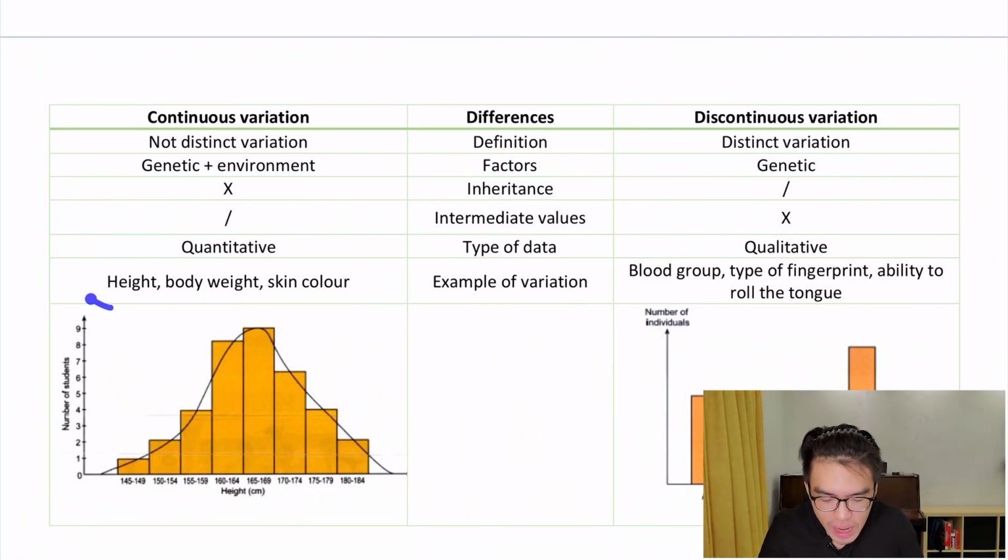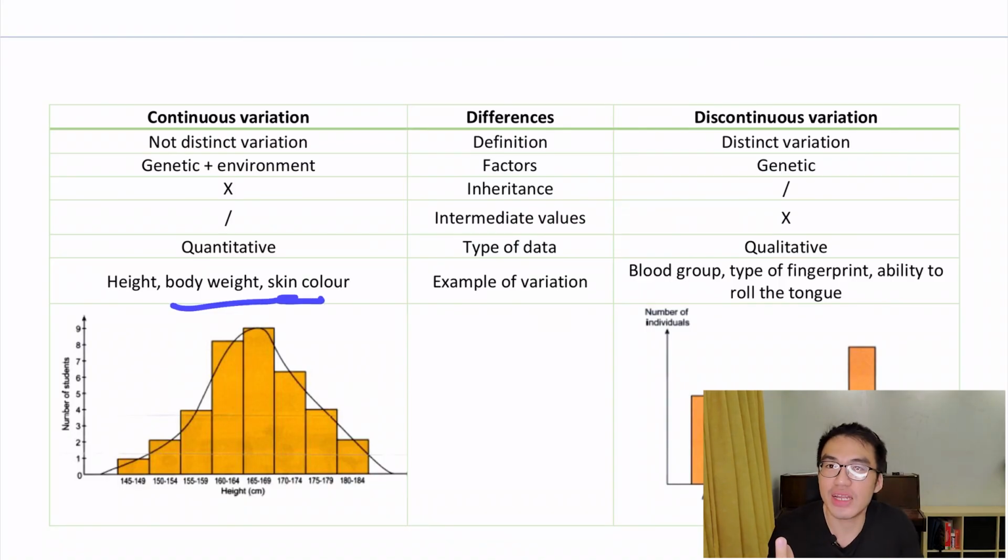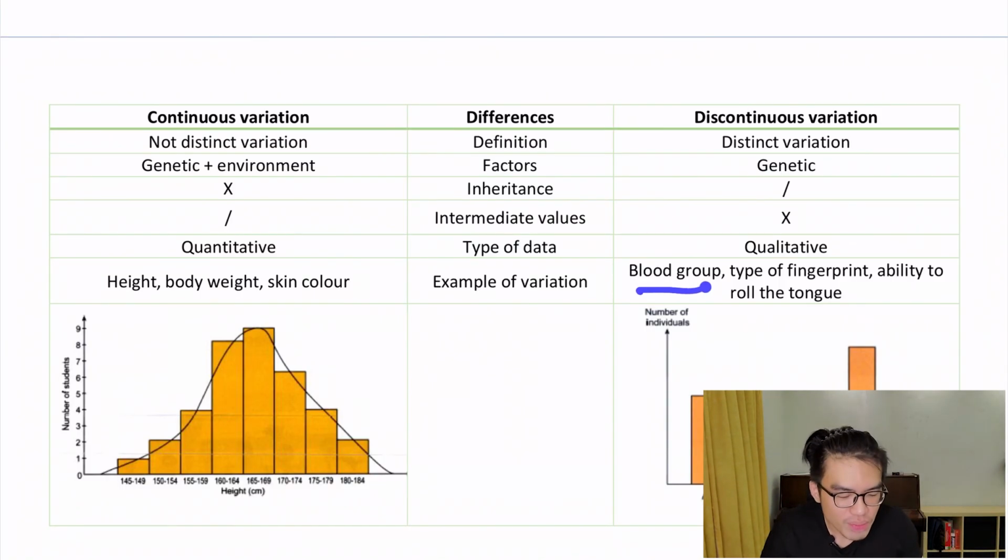For example, height. You have no distinct value. You could be 171, 172, 173, 174, and so on. Every value has individuals. The same goes for body weight and skin color. You have a range of values rather than a set value. But blood group, you have only 4 types. Type of fingerprint, you have only 4 patterns. Ability to roll the tongue is either a yes or a no. So you have very distinct classes here.